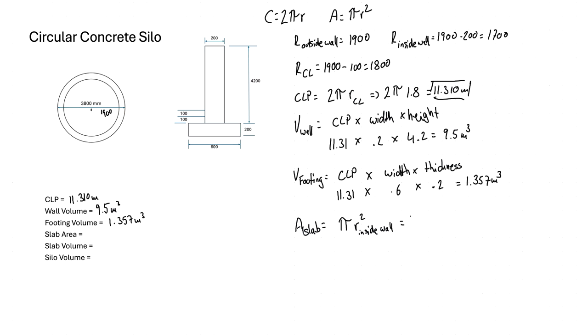Plugging that in, so pi times our inside wall is 1.7 squared. And for this type of situation especially, I try not to put in the meters or millimeters or whatever we're working with, because you might just misread it as already being 1.7 meters squared rather than squaring the 1.7 number itself. So popping that into the calculator, pi times 1.7 squared comes out with 9.08.